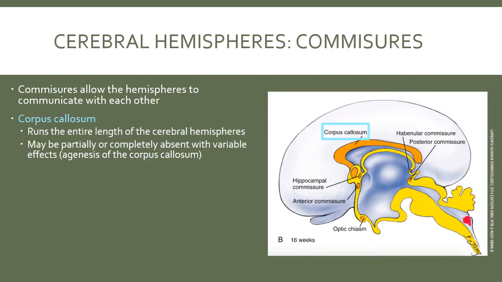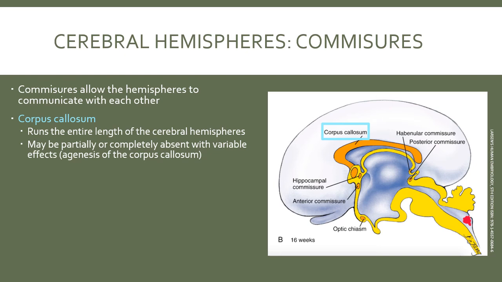Okay, so cerebral hemispheres. We talked about how the cerebral hemispheres divide. Now we need to talk about how they come together, how they talk. There are actually several commissures that allow the cerebral hemispheres to communicate with one another. We're really just going to focus on one, which is the corpus callosum. It runs the entire length of the cerebral hemispheres, allowing connection across the entire length. Nerves run across the corpus callosum to allow for that to happen.